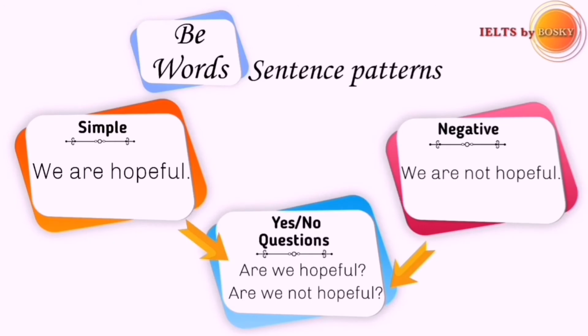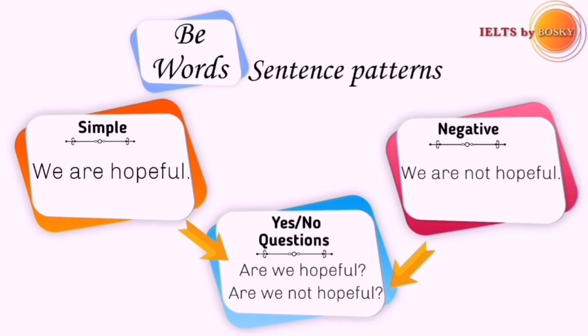Time to look at these structures we learnt today. We learnt that we can form negative sentences from simple sentences by putting not after be verbs. Example, we are hopeful, we are not hopeful. Apart from this, we also learnt how to form yes-no questions from simple statements. We are hopeful. Are we hopeful? We also learnt how to form negative yes-no questions from negative statements. We are not hopeful. Are we not hopeful?